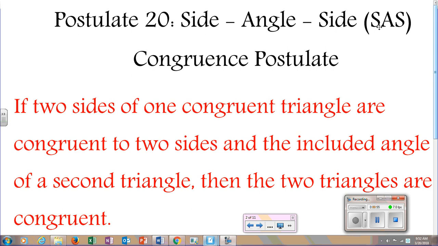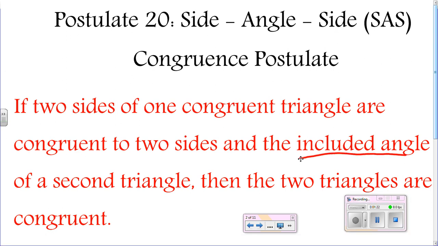Postulate 20 stands for side, angle, side. Makes it a lot easier too. SAS, side, angle, side. You don't have to memorize what postulate number 20 is. It's just SAS. All right, if two sides of one triangle are congruent to two sides and the included angle of a second triangle. Now that's the important part. You have to have two sides and the included angle. That is the angle between the sides.